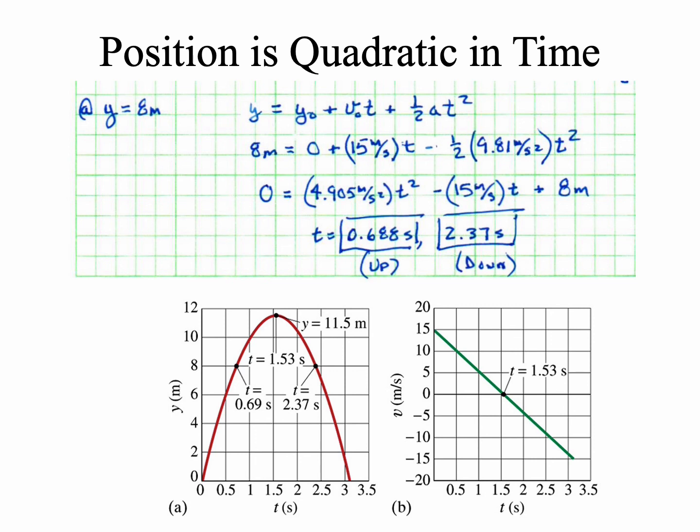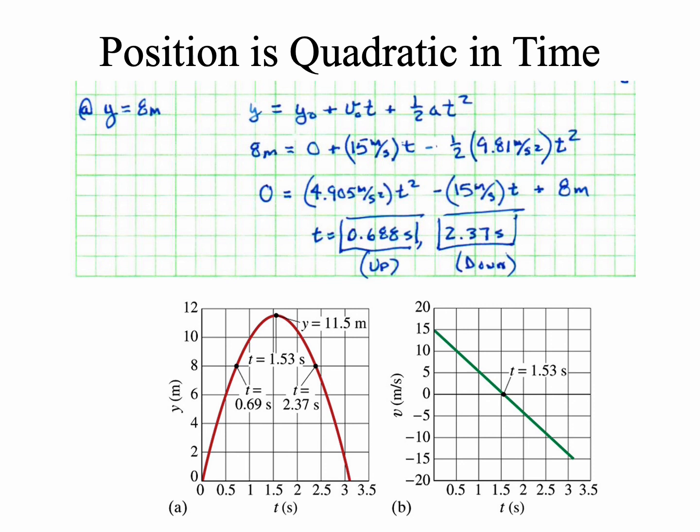I've written it in the normal format, which is a constant times the time squared plus a constant times time plus a different constant, all equal to 0. You can use the quadratic formula to solve this. I have a calculator with a solve function which finds this answer very quickly for me. And I find, as you should expect for a quadratic, there are two numeric values for t. One is 0.688 seconds and the other is 2.37 seconds.